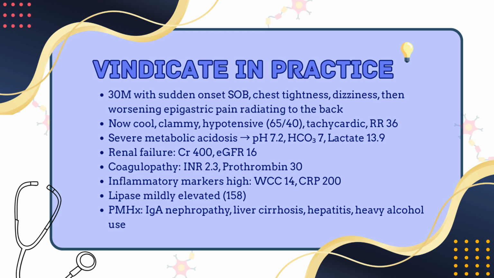This gentleman had a blood pressure of 65/40, which obviously is not remotely adequate to perfuse end organs, and he had a lactate of 13.9. He'd started going into acute renal failure because obviously he had some renal hypoperfusion, and he was coagulopathic as well. His past medical history included IgA nephropathy, liver cirrhosis, hepatitis, and heavy alcohol use.